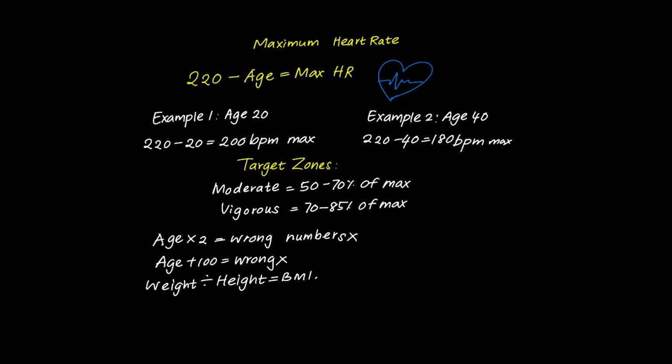Here's a WGU C458 OA exam tip for you. Maximum heart rate equals 220 minus age. Quick recall hook: 220 minus age equals max rate.